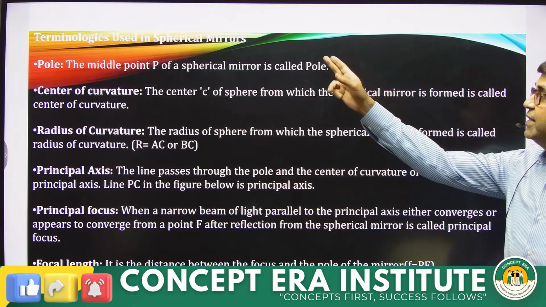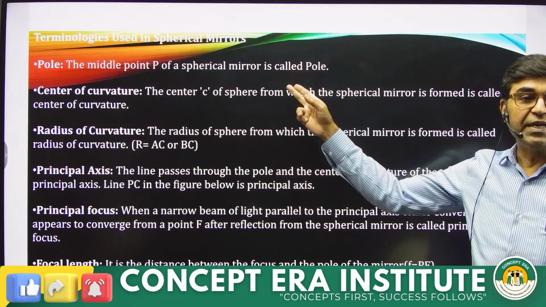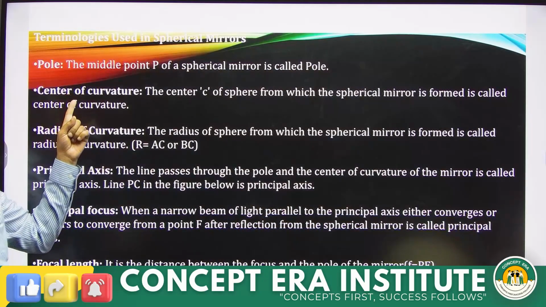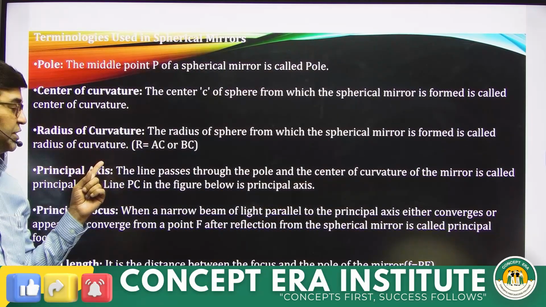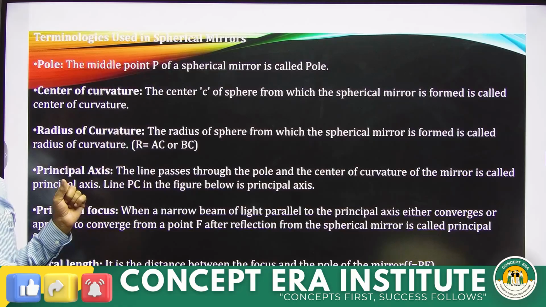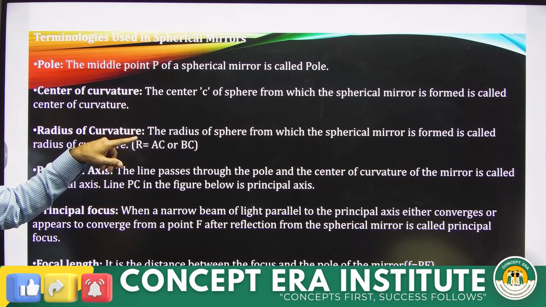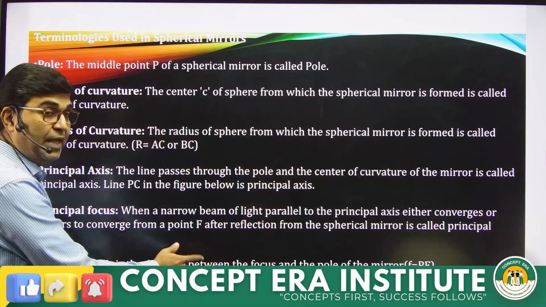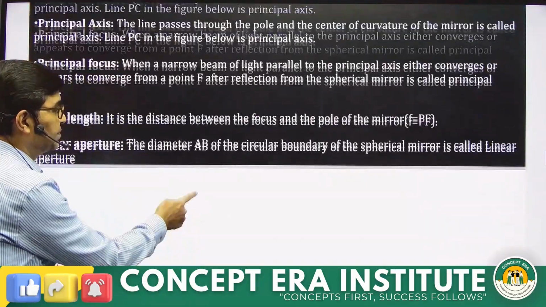First of all, there are some terms used in case of spherical mirrors like pole, center of curvature, radius of curvature, principal axis, principal focus, focal length, and linear aperture. This you can download from the notes. Now let's get to understand these terms.